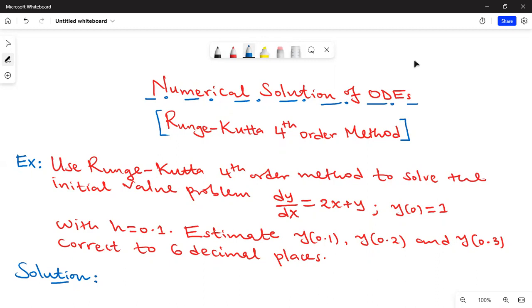Today we are going to look at numerical solution of ordinary differential equations, and in particular we are going to look at Runge-Kutta fourth order method.